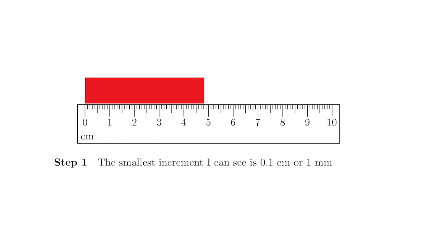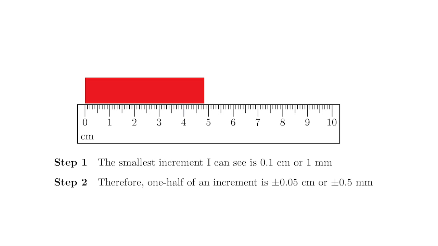Now we need to consider one side of the rectangle that we're measuring. With an increment of 0.1 centimeters or 1 millimeter, I can distinguish half of that on the one side. In other words, 1/2 of that increment is the uncertainty associated with the measurement of one side of the rectangle. So there is a plus or minus 0.05 centimeter or plus or minus 0.5 millimeter uncertainty associated with where I position the rectangle on the left side, and there is also an uncertainty of 0.05 centimeters or 0.5 millimeters on the right side.